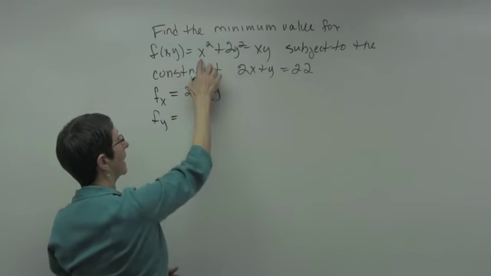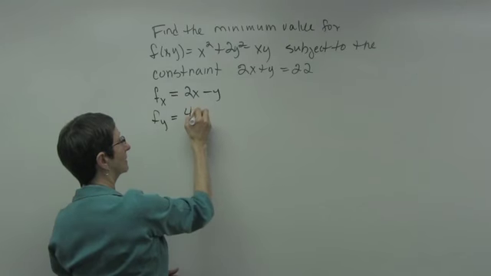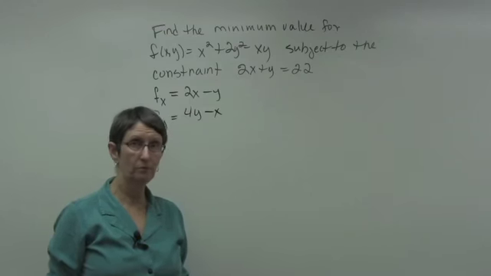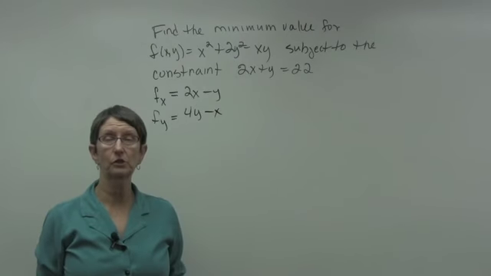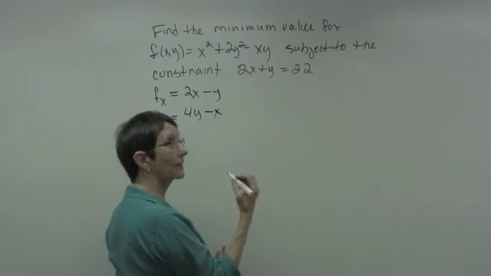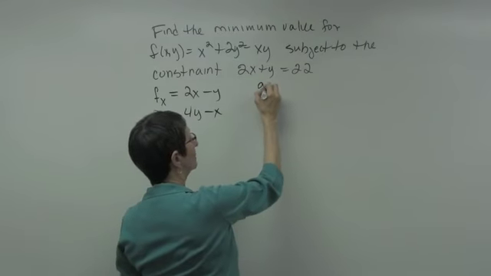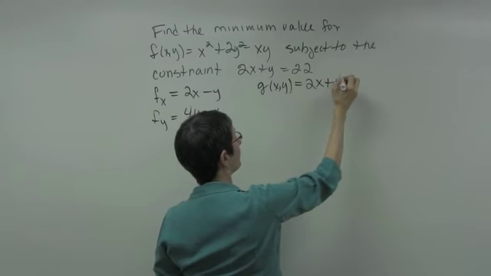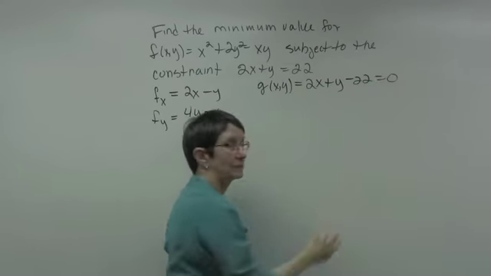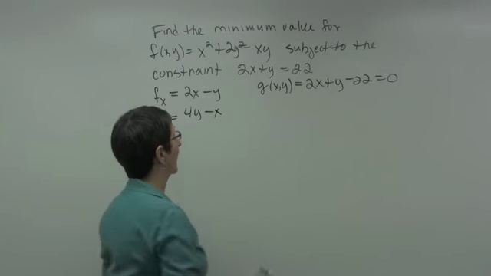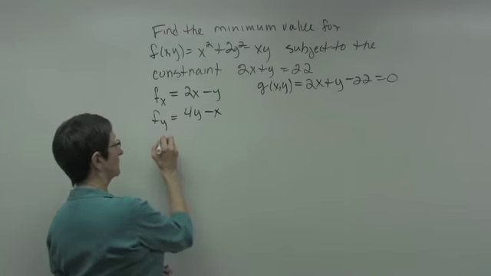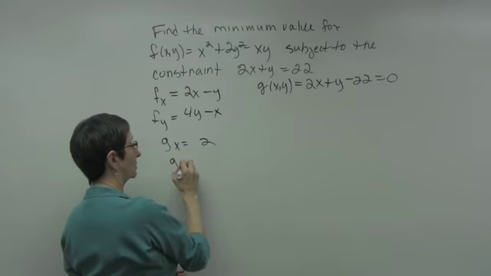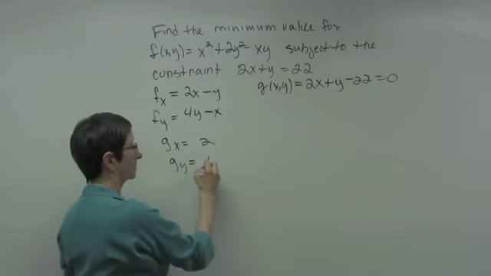Partial of f with respect to y is 4y minus x, and I do not set those equal to 0. I need my constraint function. Well, the constraint function is supposed to be written as g of x,y equal to 0. So my g of x,y function would be 2x plus y minus 22 set equal to 0. And I get the partials here. The partial of g with respect to x would be 2. Partial of g with respect to y is 1.